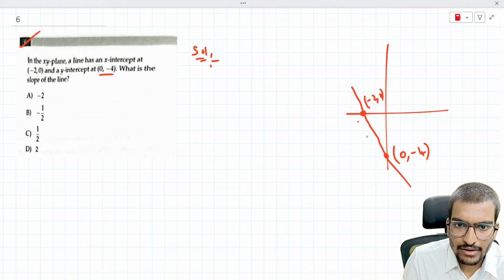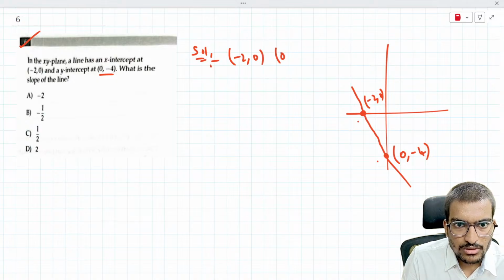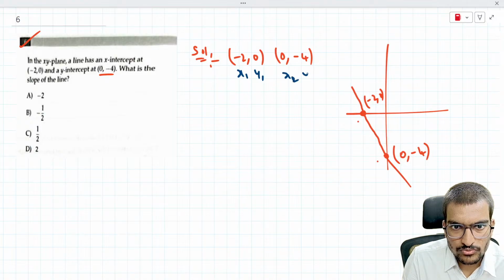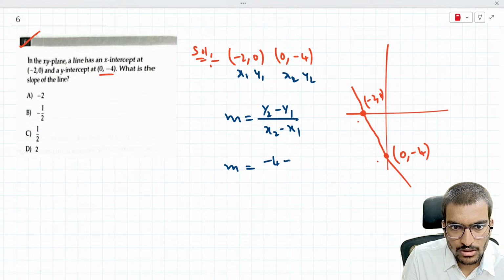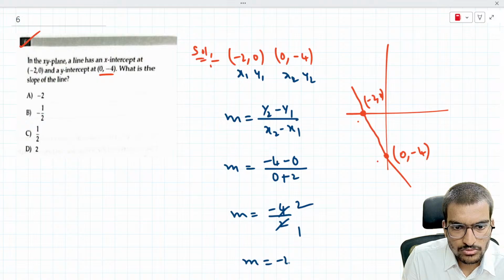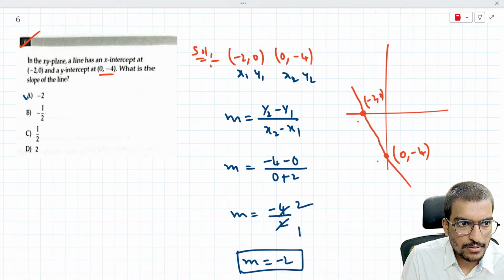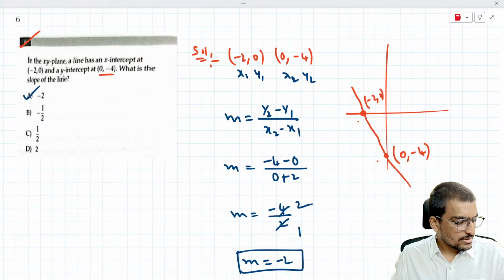If we have 2 points, how do we get the slope? Just use 0, negative 4 as x1, y1 and negative 2, 0 as x2, y2. Very simple question. Slope m equals y2 minus y1, change in y by change in x. So m equals negative 4 minus 0 divided by 0 minus of minus 2, which is plus 2. So m equals negative 4 by 2, m equals negative 2, which is option A. Is that clear?